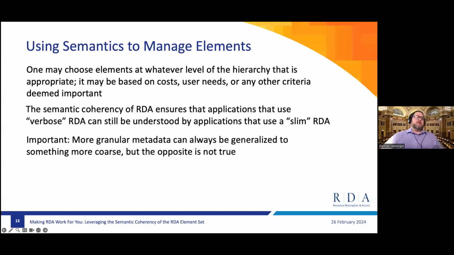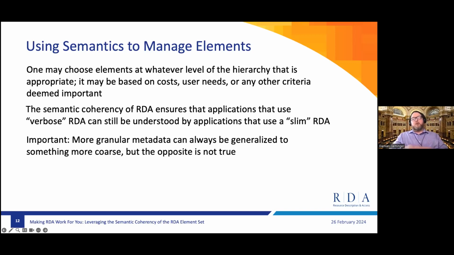One of the ways that we can use the semantics to manage things is that we can choose elements at whatever level of the hierarchy is appropriate. It may be based on costs, it may be based on user needs, or any other criteria that is deemed important for describing resources. So the semantic coherency of RDA ensures that applications that use a verbose RDA, where they want to use as many RDA elements as is feasible for a resource that they're describing, can still be understood by applications that use a slimmed down version of RDA.